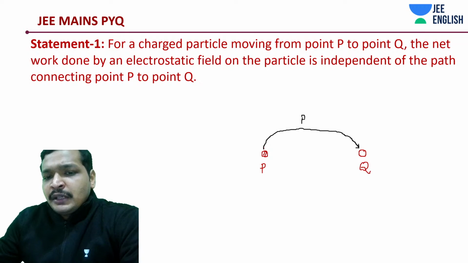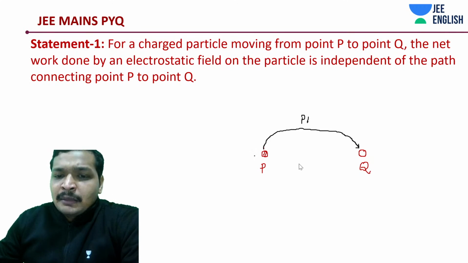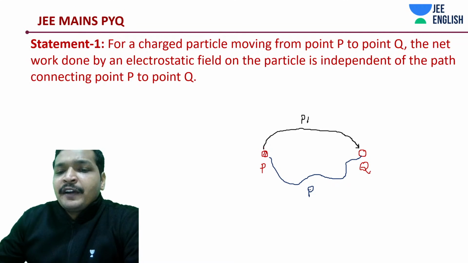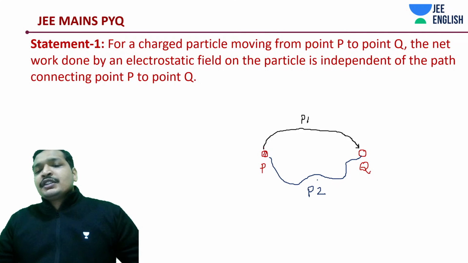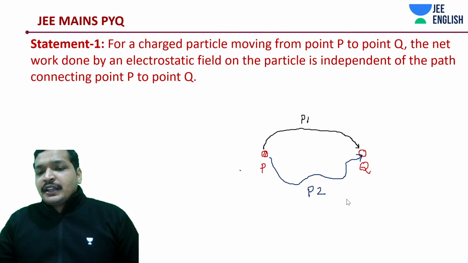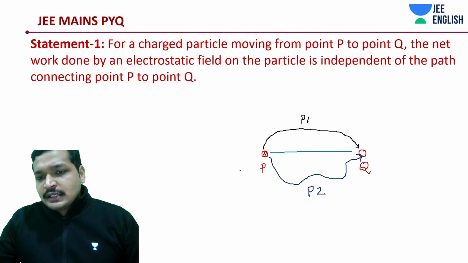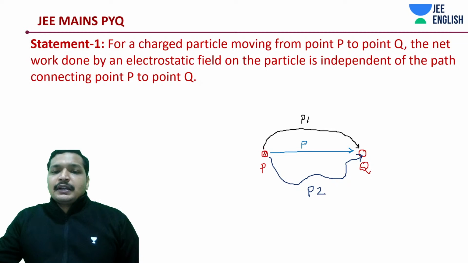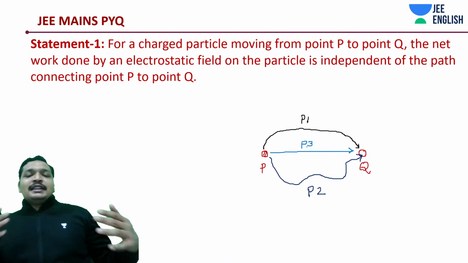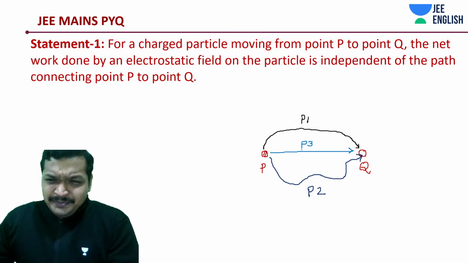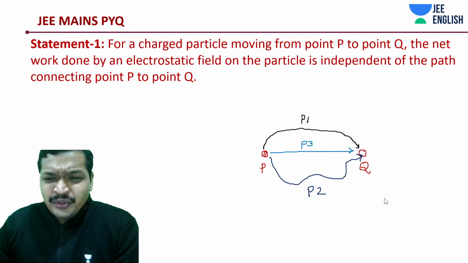If I move through path P1, or let's say you have another path, something like this, P2, you keep moving in any direction, but ultimately your final destination and the initial start position were the same. And let's say you also have a minimalistic path from P to Q, this path P3. Now the question arises, if you know the thing, work done in a closed loop is zero.